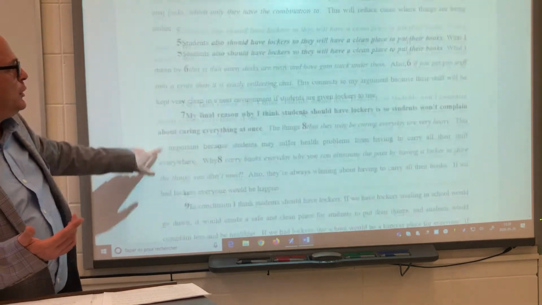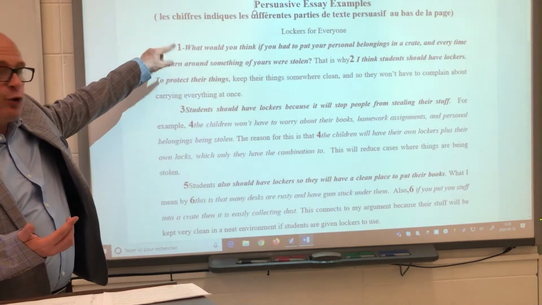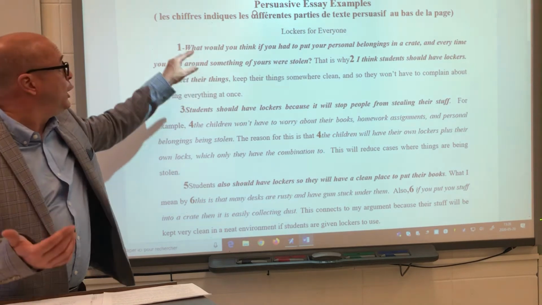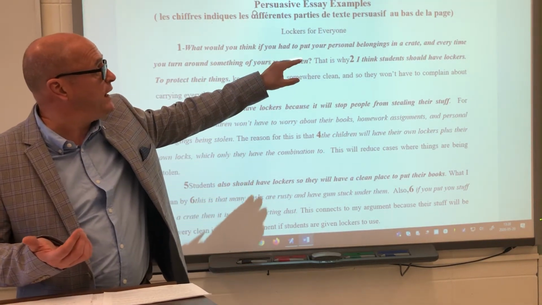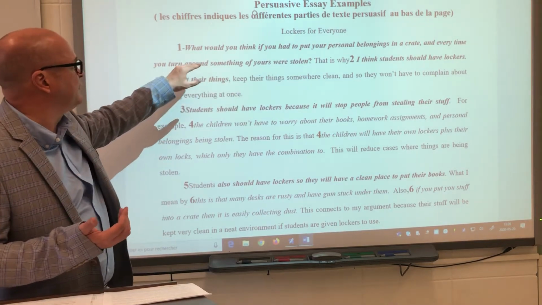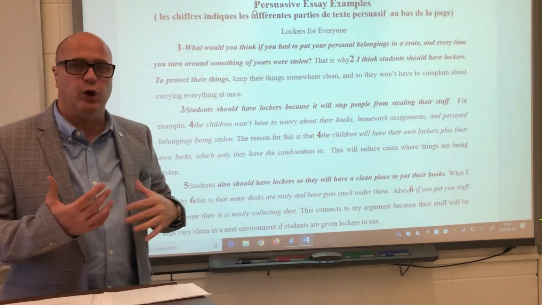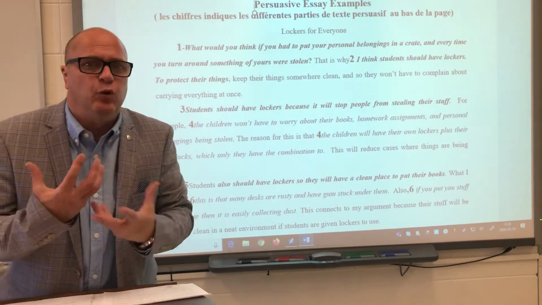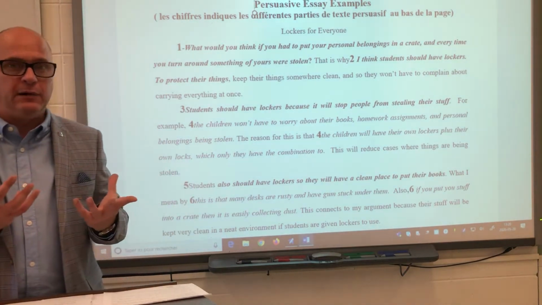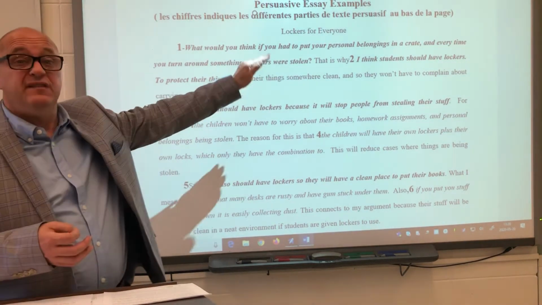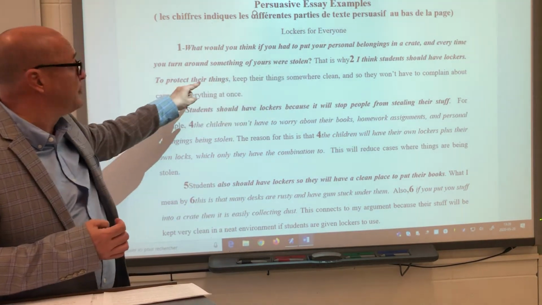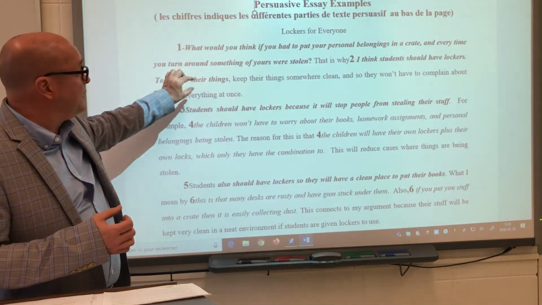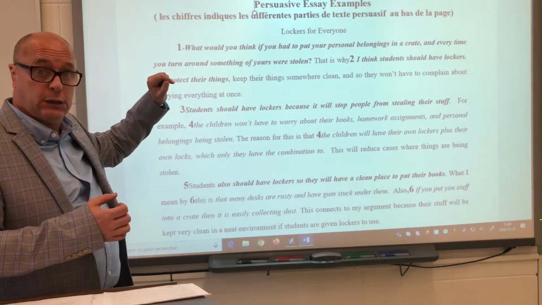So if you look at the introduction, your number 1 is your hook. What would you take if you had to put your personal belongings in a crate and every time you turn around something of yours was stolen? So that's the hook that tells you what the subject is going to be about. Then number 2 is the opinion. I think students should have lockers to protect their things. So your opinion is linked to the hook.